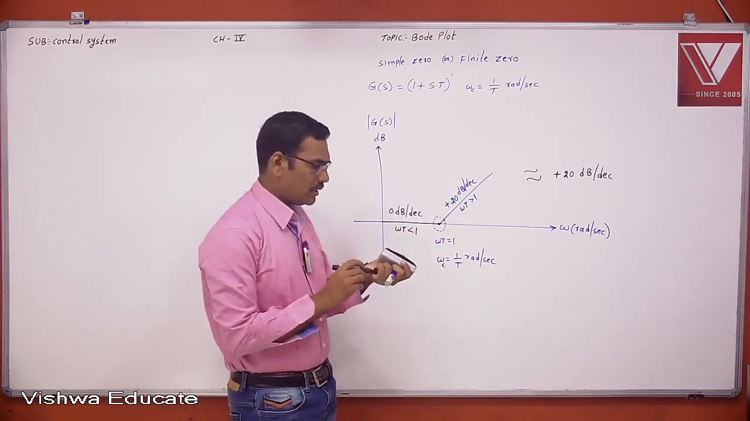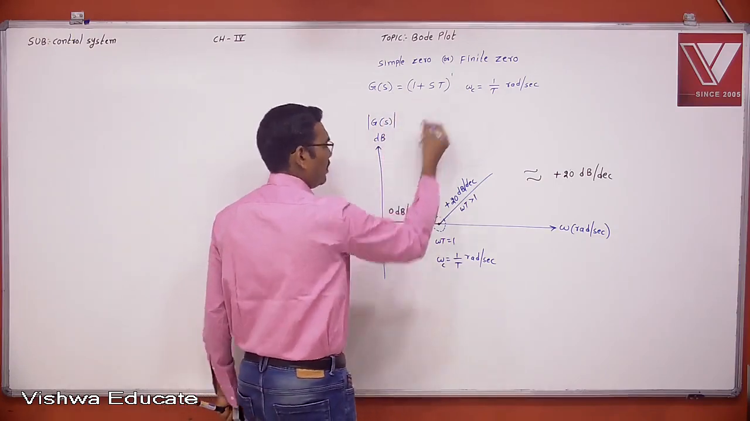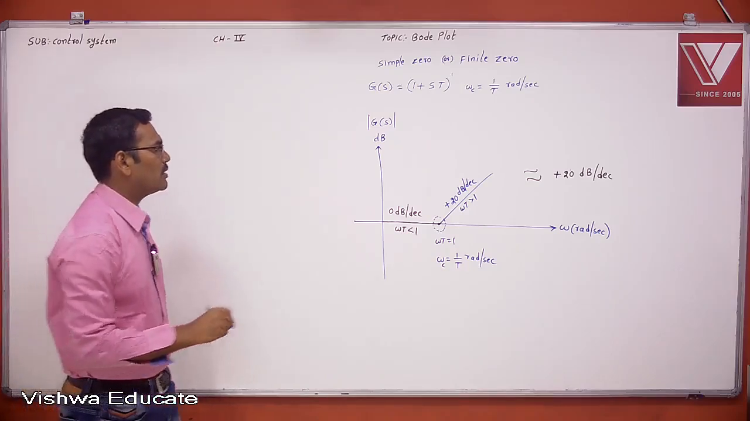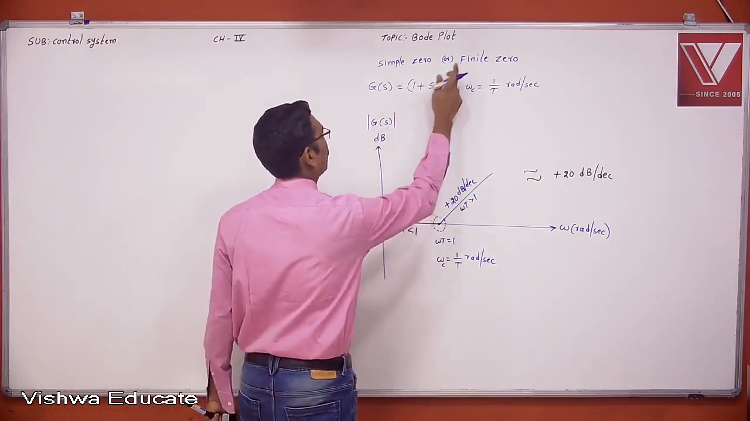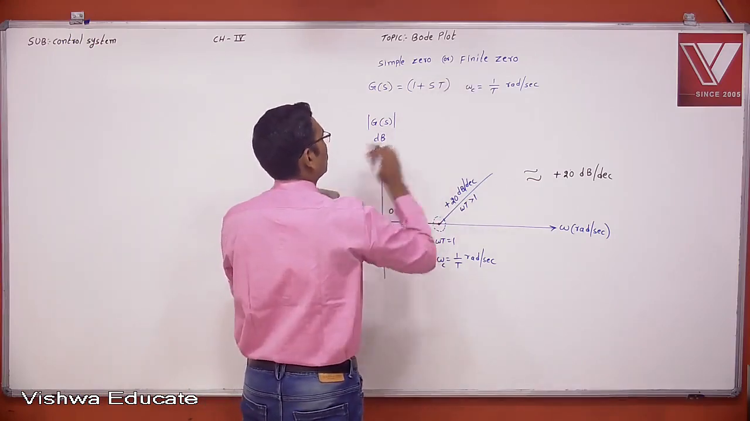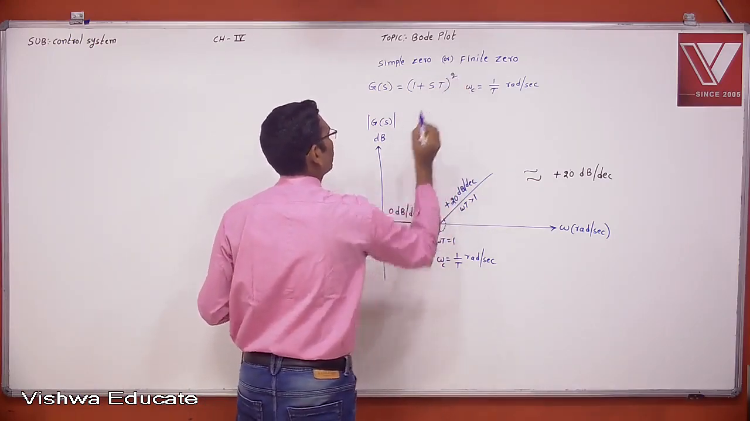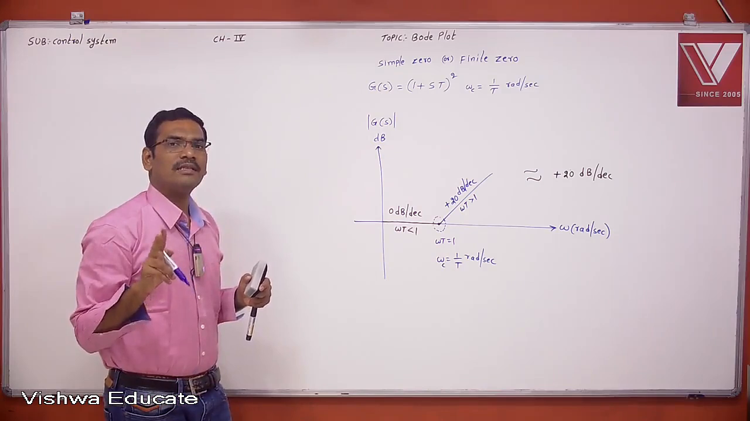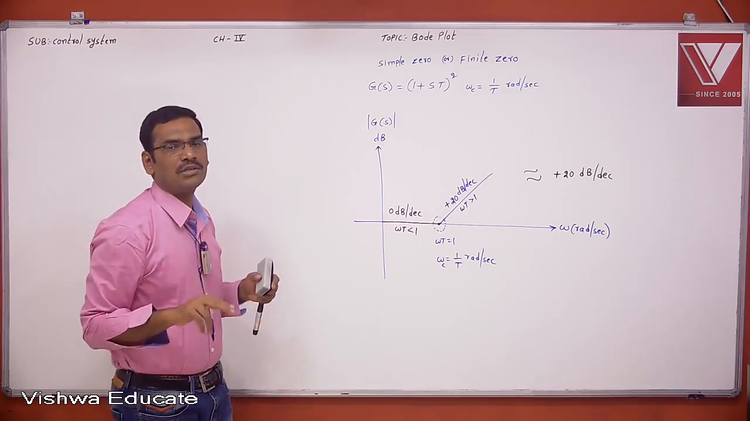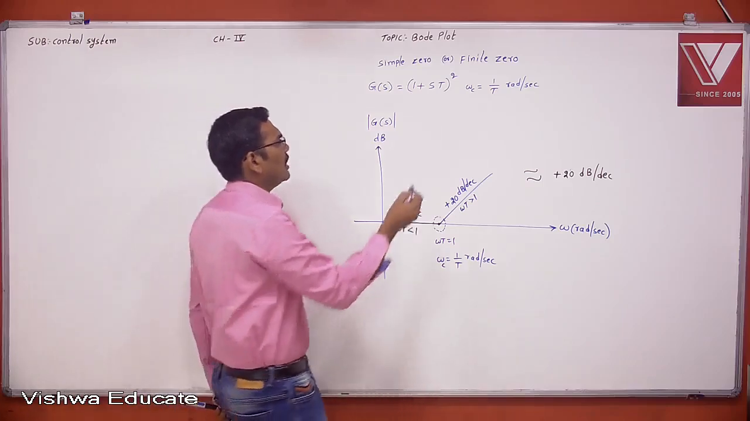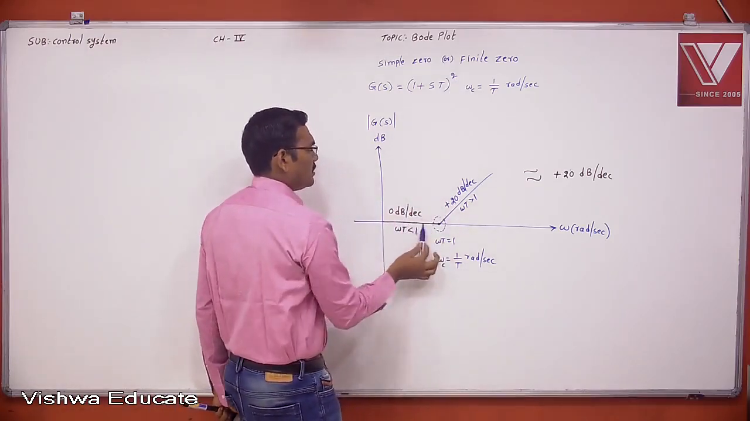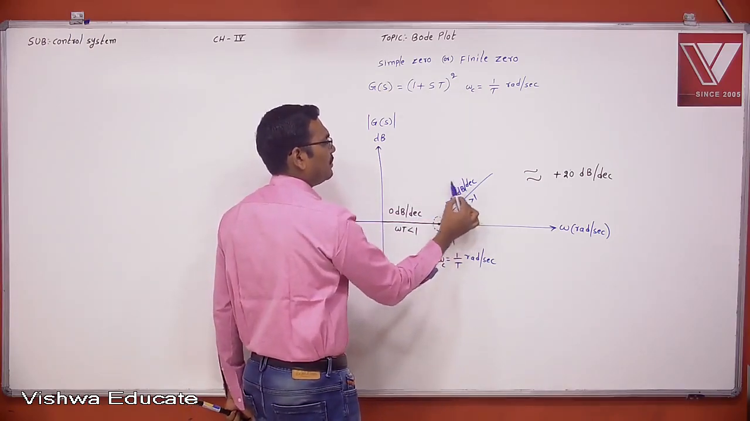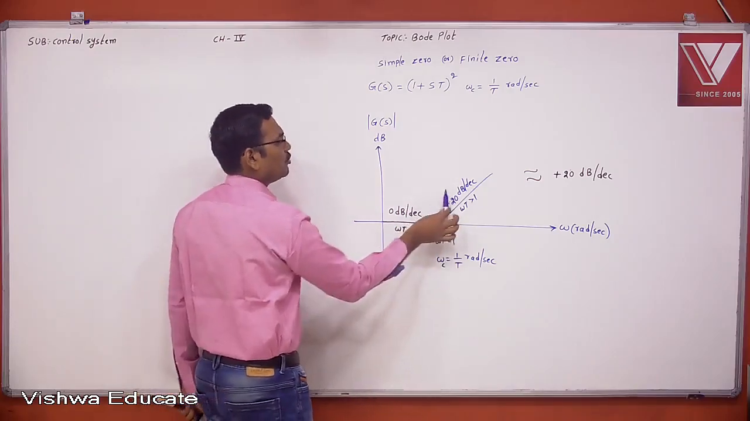Now I am asking one question. This is one simple zero or one finite zero. If it is (1 plus sT) whole square, what does that mean? It means two simple zeros or two finite zeros, am I right? Previously it is 0 dB per decade, but 2 into 20 means 40 dB per decade. Now the slope is changing from 0 to 40.